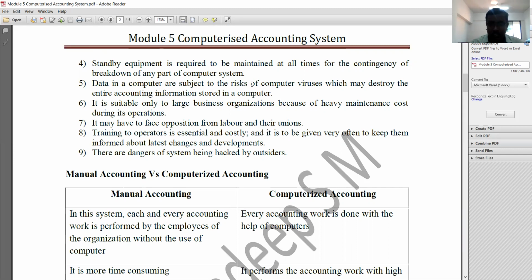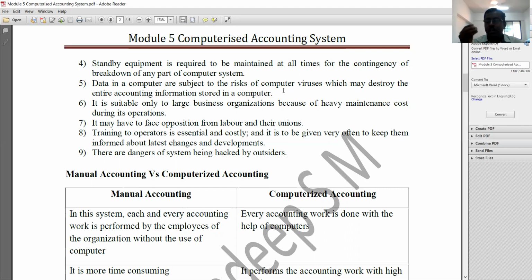The next one is that data in computers are subject to the risk of computer viruses. It is a very great drawback. Yes, we can store huge data, but sometimes it will not be safe. It may be affected by viruses. Then one more great drawback is that this computerized accounting system is suitable for large business organizations. It is not suitable for small businesses. That is another drawback.